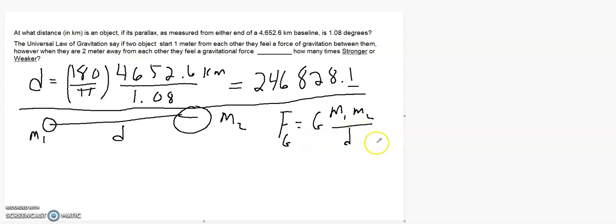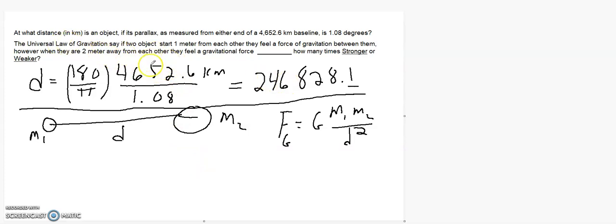And this is divided by, oops, I messed this up, didn't I? So it's mass 1 times mass 2 divided by the square of the distance. Let's make sure that I put that square in there. I forgot about that. Divided by the distance squared. All right, so that makes a big difference, as you're going to see.